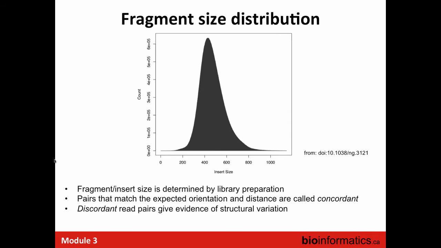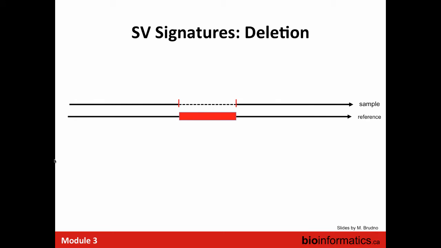In these SAMtools flags that you had a look at, there's a bit that's set that will say, yes, this is a discordant read pair, or this is a concordant read pair. And in the lab later, we'll be extracting reads from these BAM files that are discordant, which means they have some evidence of structural variation. So let's look at some examples of what the patterns of discordant read pairs should look like for various types of structural variation. I'll be showing these simple diagrams of some sequenced sample and a reference genome to illustrate these patterns.